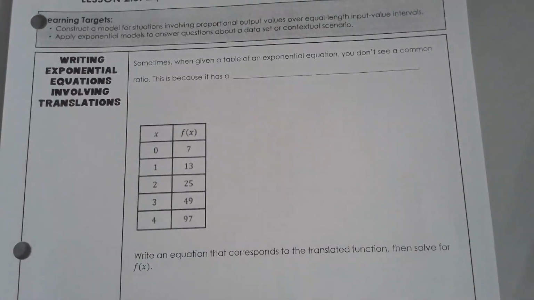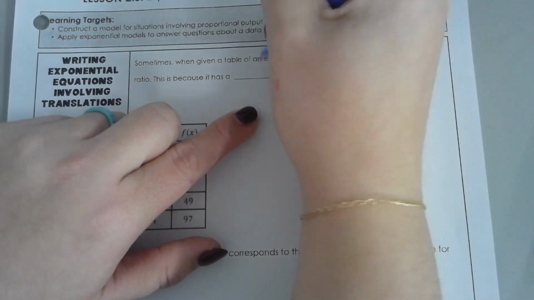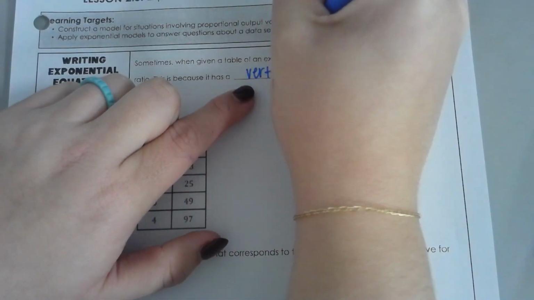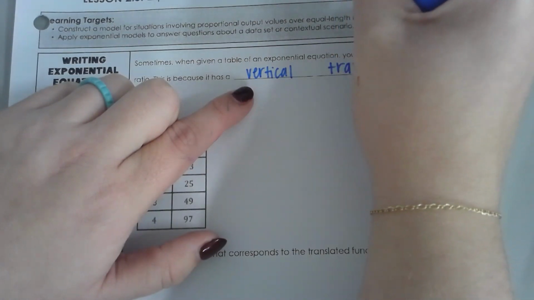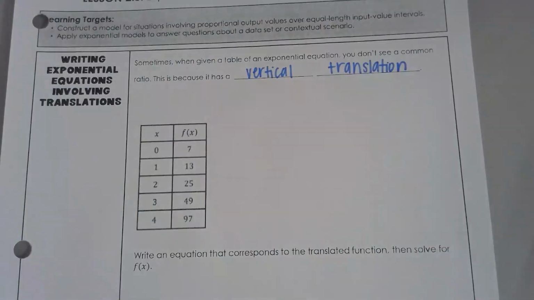And the reason that we don't see that common ratio, that number being multiplied, is because it has a vertical translation. So sometimes you have an exponential that's shifted left or up or down. And so you won't see that common number.